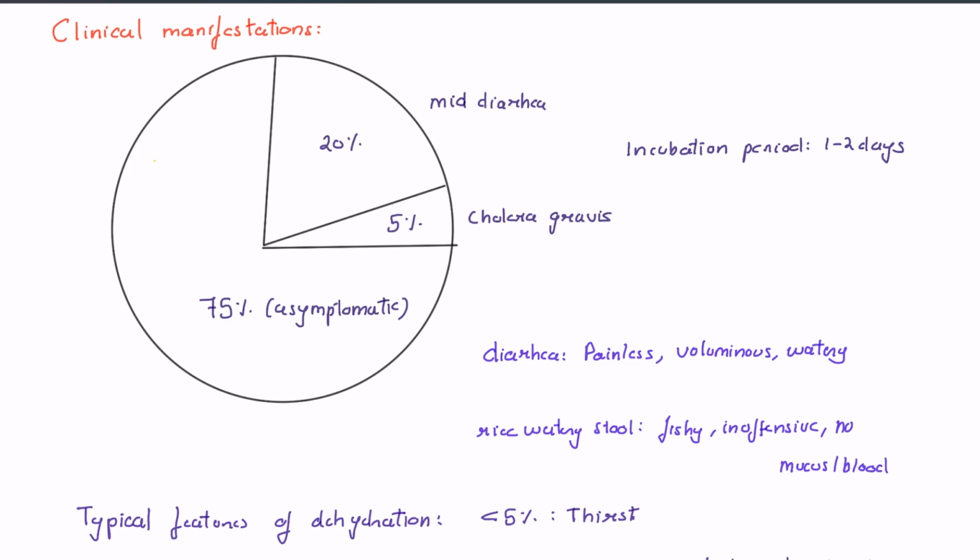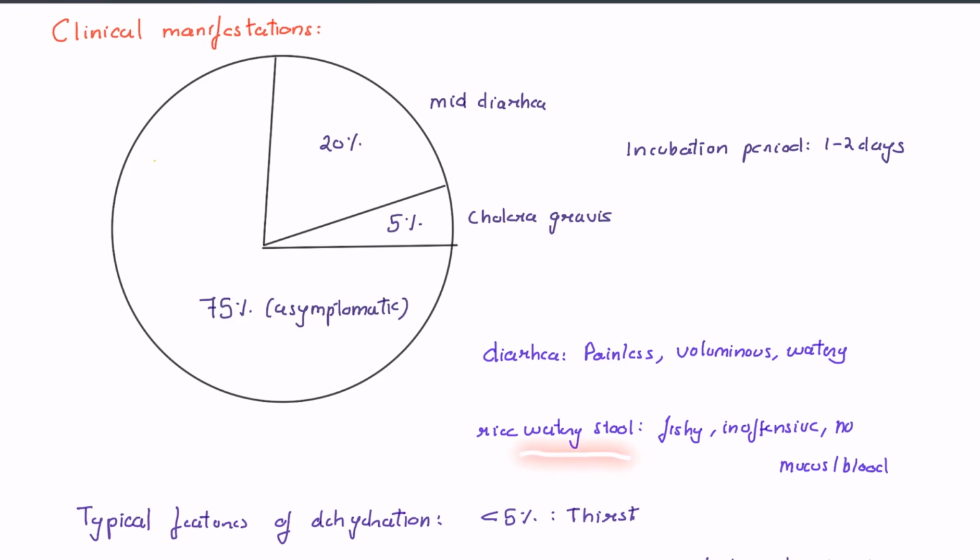So when the patient comes to you, how will the stools be? It will be painless. He doesn't have pain passing it. If he has pain, what can you suspect? It can be constipation, it can be piles, it can be anal fissures. It is voluminous because there is a lot of water in the stools. It will be voluminous and watery. Why? Because there is a lot of water in the stools. Rice watery stools.